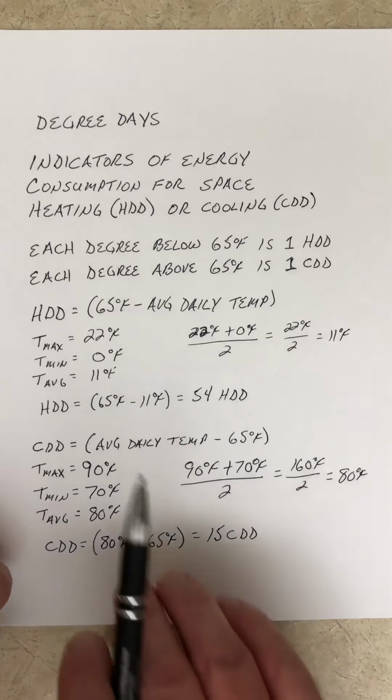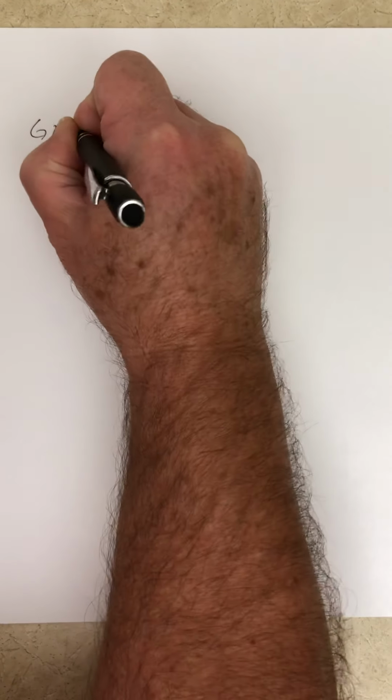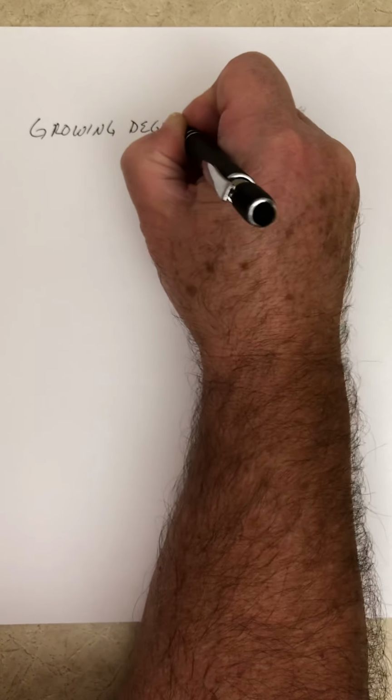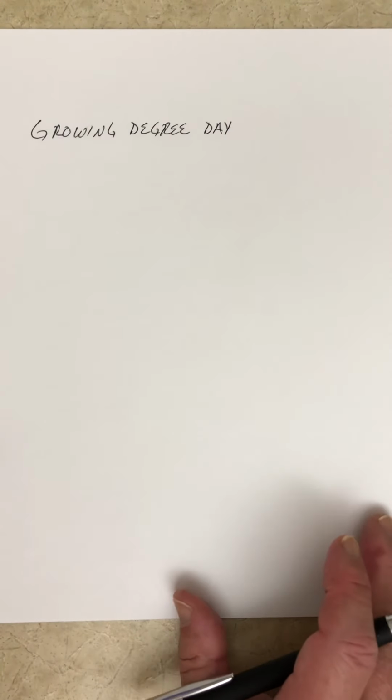Okay. There is one more form of degree day that we look at, and that's the growing degree day. A growing degree day is used by the agricultural industry. In particular, it's used by companies like Del Monte, Hunt's, Green Giant, Libby's, any of those companies that can vegetables. Growing degree days are used by these types of companies, okay?